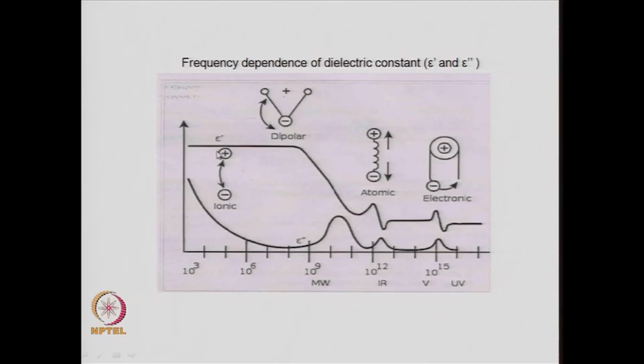So, the real part of the dielectric constant here is very high, because it has contributions from space charge, ionic, dipolar and electronic polarizabilities, and hence all those 4 polarizabilities will be responsible for the dielectric constant, which is alpha prime, the real part of the dielectric constant. So, you will have the ionic contribution, the dipolar contribution, the orientation or the atomic contribution, and the electronic contribution.